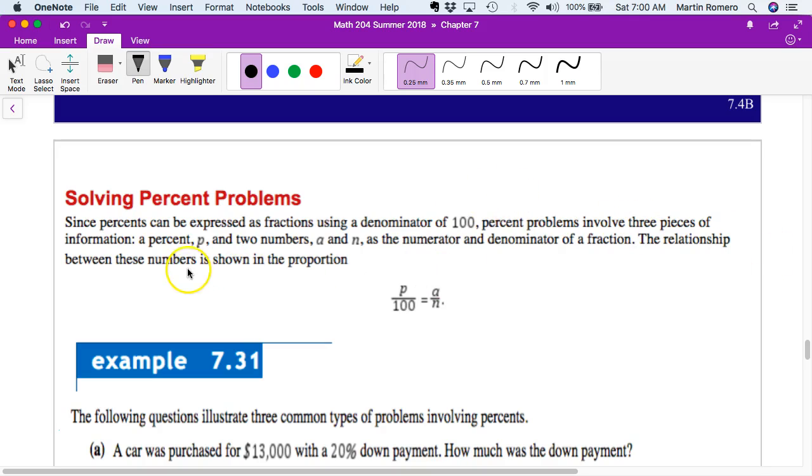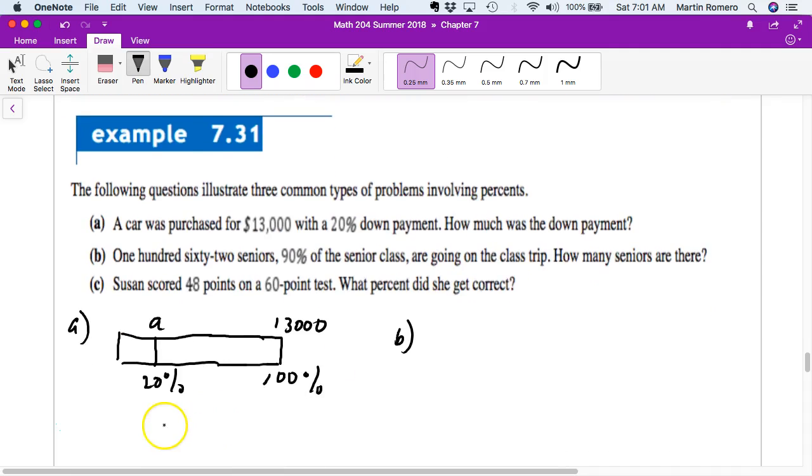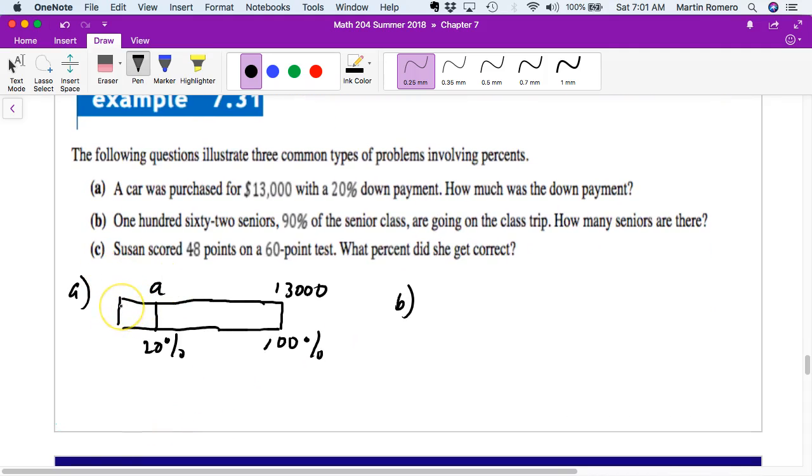Percent problems involve three pieces of information: the percent and two numbers, which can be written as a fraction. The relationship between these numbers is shown in a proportion, a part over the whole relationship. The whole is 100%. To solve a problem like this, here's the car's purchase. My daughter showed me that she uses a bar to represent the 100%, and then she writes 100 on the bottom. 13,000 is part of the 100%. The 20% down payment would be here, and this would be the value we're looking for.